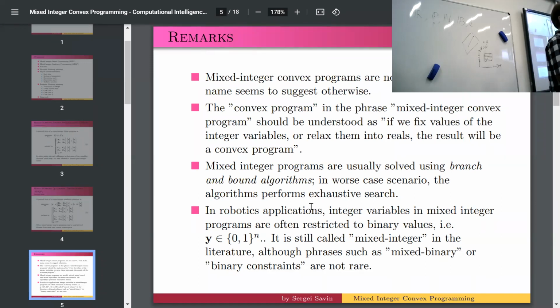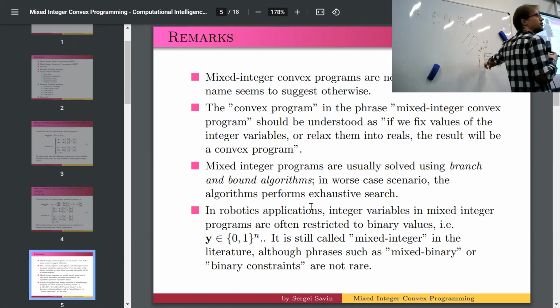But algorithmically, there is advantages that you can take out from using convex domain and convex cost function, but integer variables. There is a way to solve it efficiently. And that is why, using convex optimization, this program kind of belongs to convex optimization framework, if you wish. Okay, so mixed integer programs are usually solved using branch and bound algorithms.